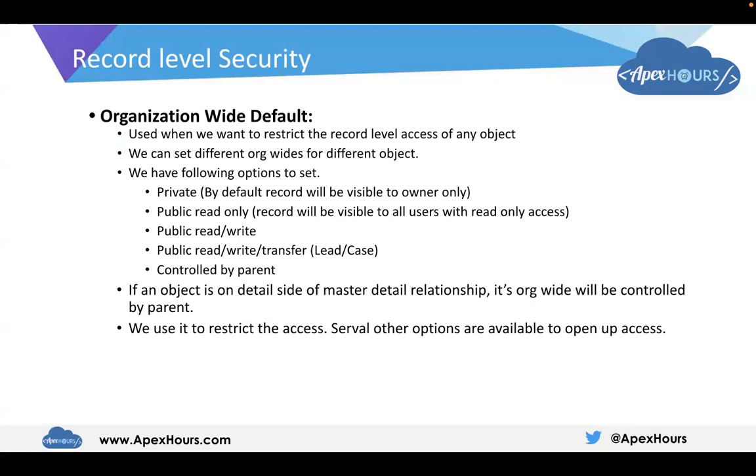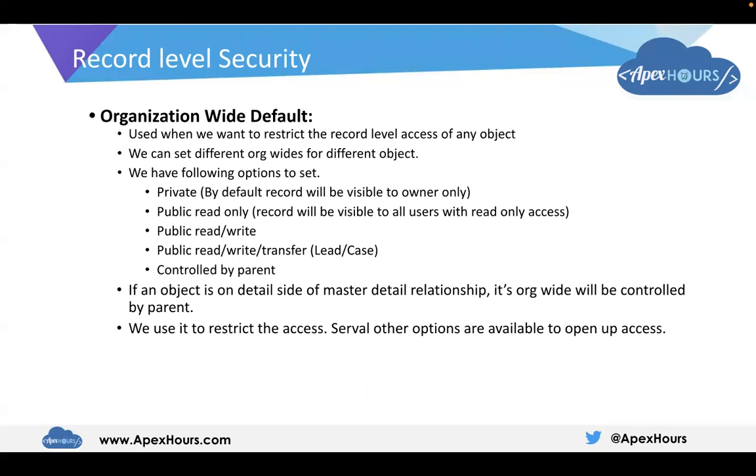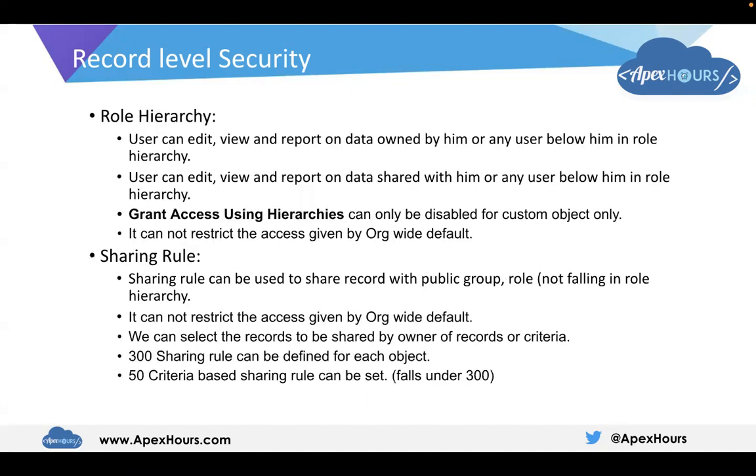Once we restrict the access, we have several options to open up the access. So let's look into how we can open up the access. Opening up the access will be required only when we restrict the access in the org-wide default. Restrict means either it's private or it's public read only. Then only we'll be able to open it up, because if it is public read by default, we do not need to open up the access.